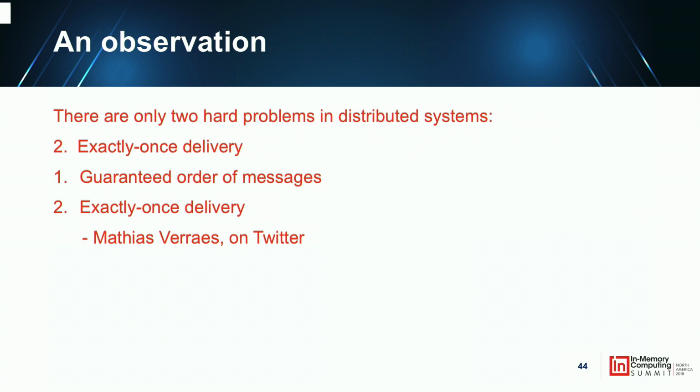By the way, there are really only two hard problems in distributed systems. One, exactly once delivery. Two, guaranteeing the order that those messages are delivered. And then, exactly once delivery. All right, that was a joke, by the way. Sorry, I didn't prepare you for that, but it is hard to do both of those things at the same time.